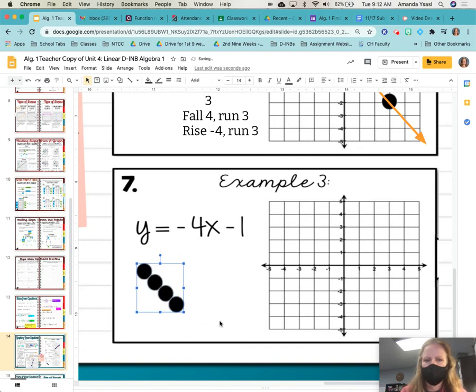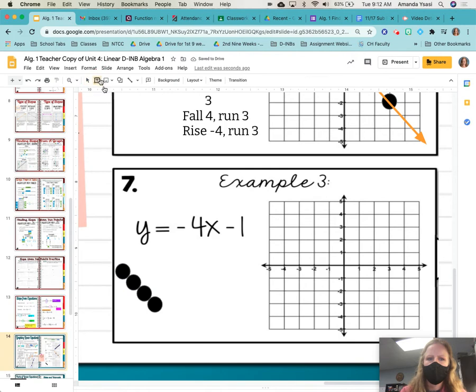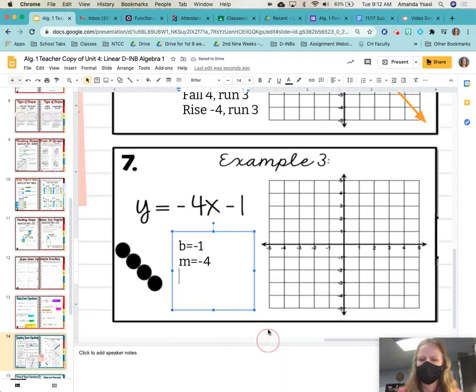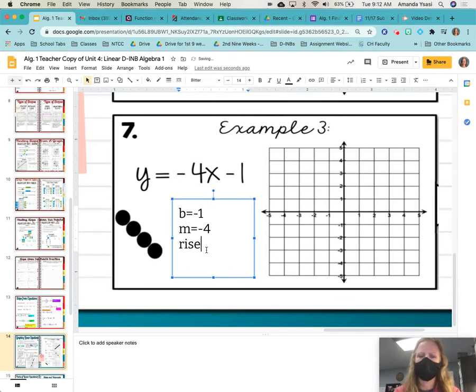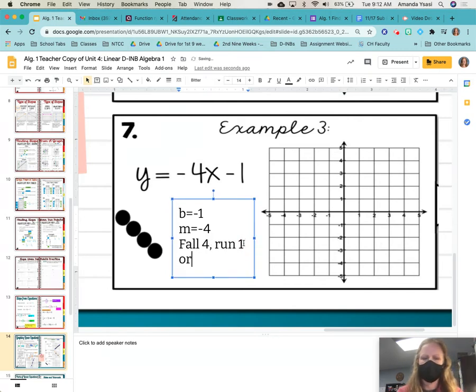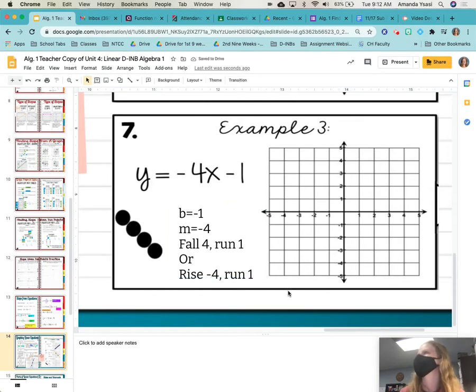Move these points over so I can type. Okay, so my y-intercept, B, is -1. And my slope is -4. So what does that mean? If it's -4, how many am I going to rise? Or am I going to fall, really? Yeah. Fall 4, run 1. Or like I said earlier, you can write it as rise -4, run 1. Whatever one makes more sense to you. Just know that this is a negative slope, so the line will go downhill.